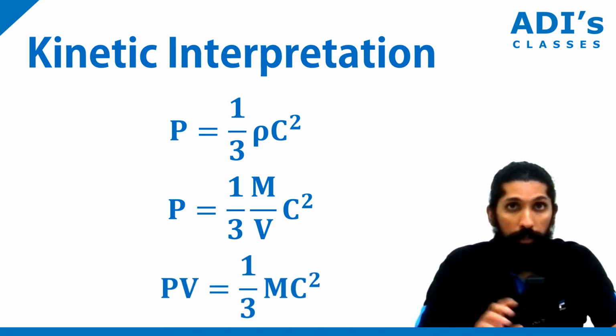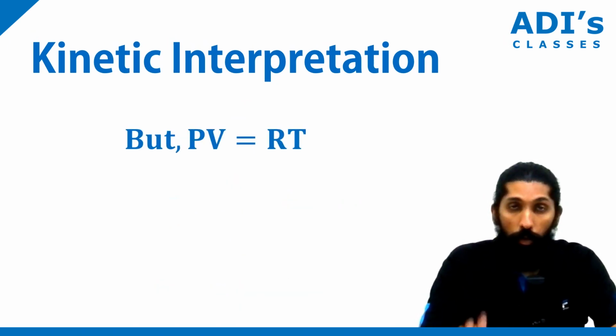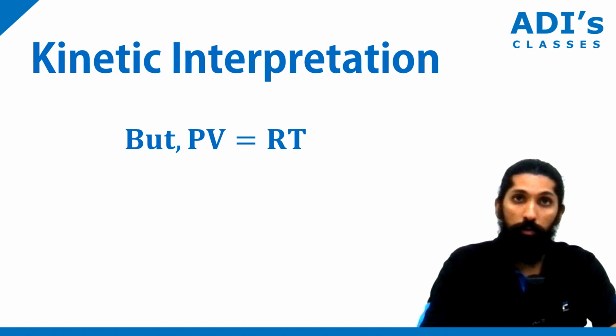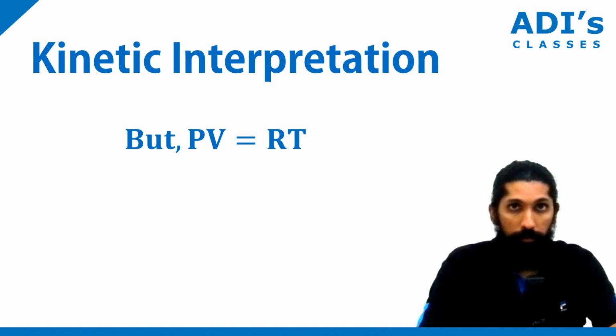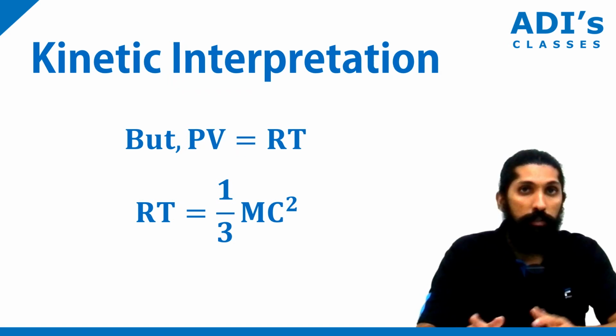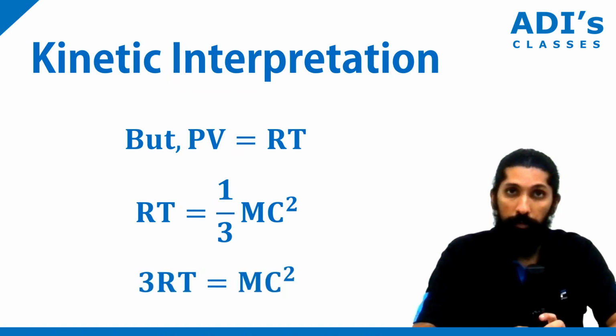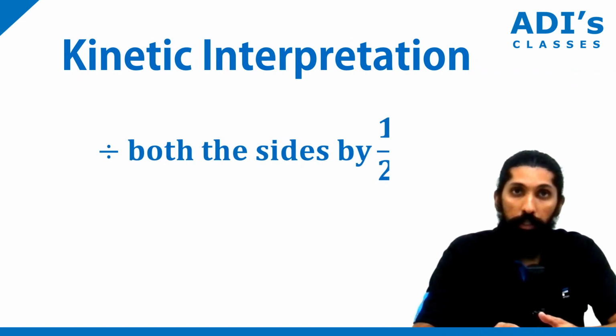But what do we know? PV is equal to RT. This is for 1 mole, correct? PV is equal to RT. So what do you get now? RT is equal to 1 by 3 MC square. So MC square is equal to what? 3RT. Now divide both the sides by 2. That means you'll get half MC square is equal to 3 by 2 RT.